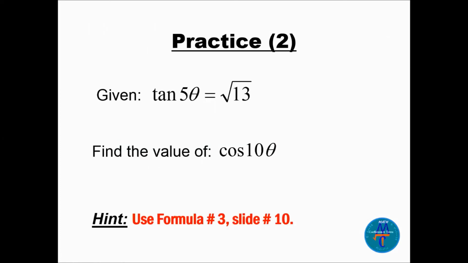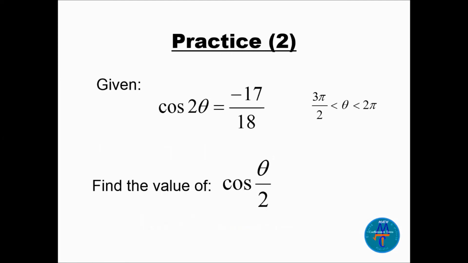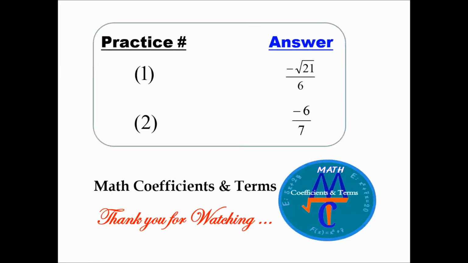Now here, another practice. Tan 5 theta is equal to square root of 13. Find the value of cosine 10 theta. Try to think. I put here a hint. You can use formula number 3 on slide number 10. And then I think you can pause this one, practice 2, try them, then you can check your answer. In the last slide, the answer for number 1, the answer for number 2.